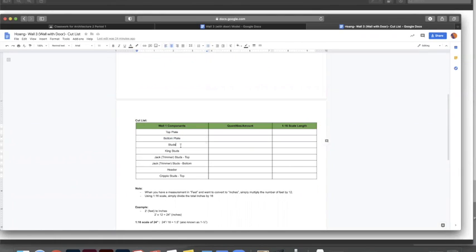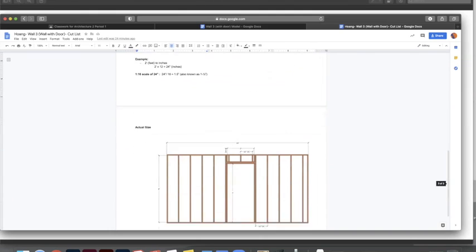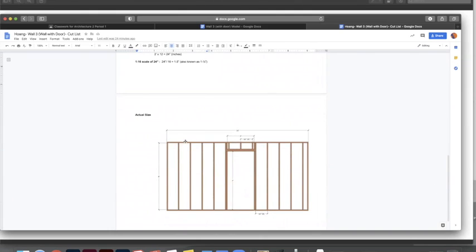Looking at this here, you can see we're going to look for the top plate, the bottom plate, stud, king stud, trim stud or the jack stud, top and also bottom. And then we're also going to look for the header and also the cripple stud as well. In this case, we're going to go ahead and look at the top plate first.